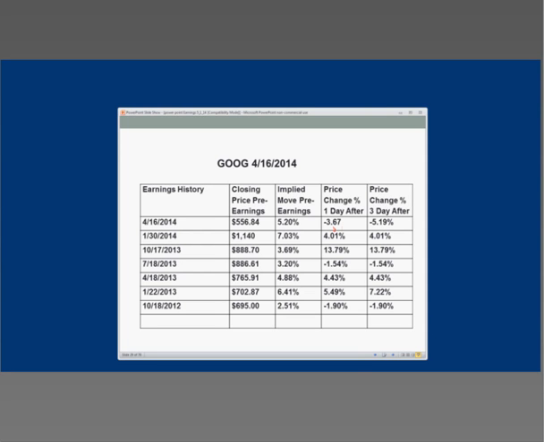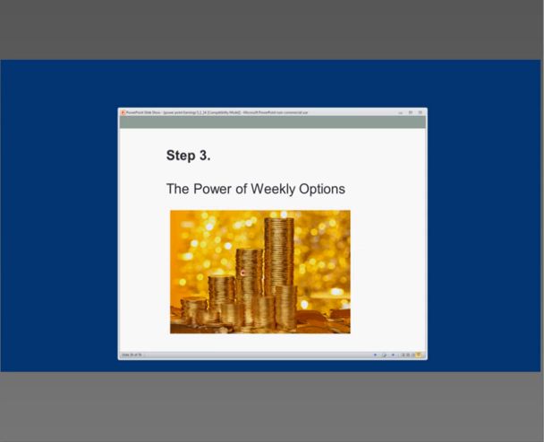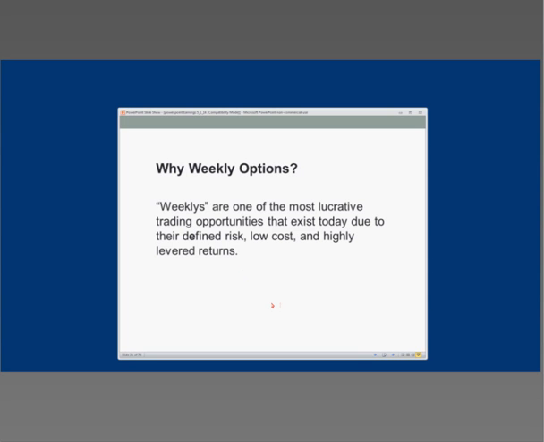So you can see from Google, other than this minus 1.54, it's been very consistent around 4%, 4%, 3%, that's close to 4, 5%. So you can see the moves of Google. Now Google's a high-priced stock, but a 4% move is not bad. And then look at that one, 13%. So I try to take the low side for a certain strategy, or if I could get the high side for another strategy. So I have to look at this data in order to help me determine what kind of strategy to put on. And then step 3 is the power of those weekly options.